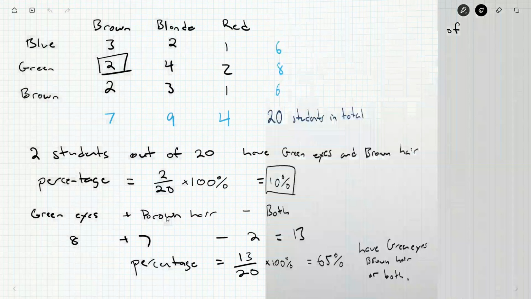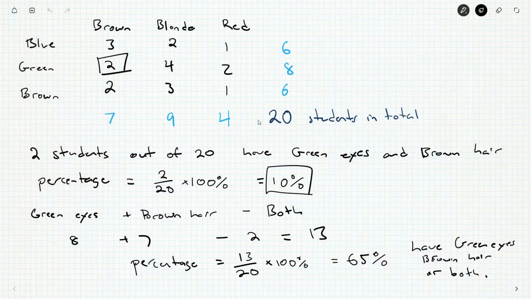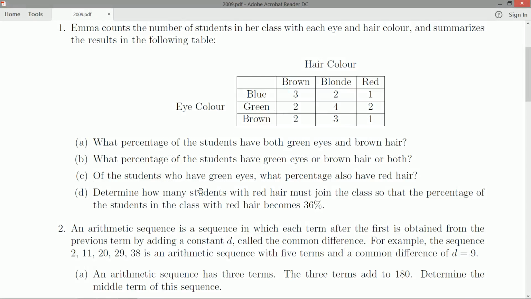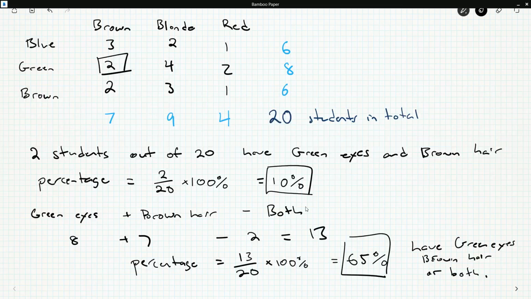Okay. So we'll flip back to the chart just because I might need to refer to it for the next question. And yeah, that's C part all done. D, determine how many students with red hair must join the class so that the percentage of students in the class with red hair becomes 36%. Okay. So we know that there are 4 students that have red hair. 4 out of 20, that's going to be 1 out of 5. That's 20% of the class has red hair. And maybe we give a variable name R. So we'll let R be the number of redheaded students who need to join.